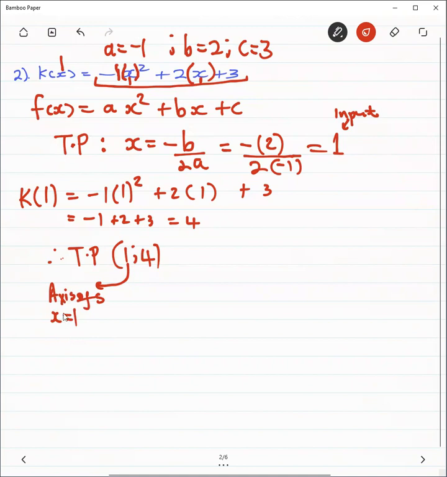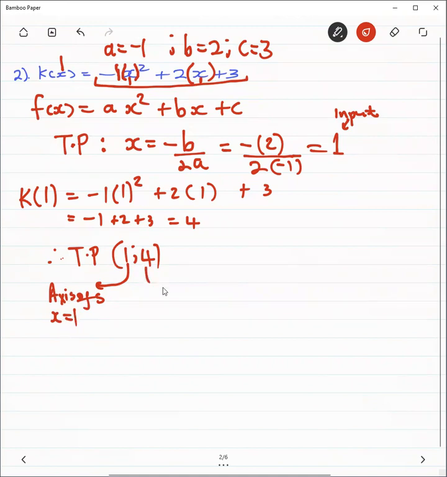Don't just say 1. If the question asks you for the axis of symmetry and you write your answer as 1, what is 1? You see, you're not going to get a mark. You must always say x equals to 1 to show that you know that it is the x value on the turning point. Okay. Perfect.